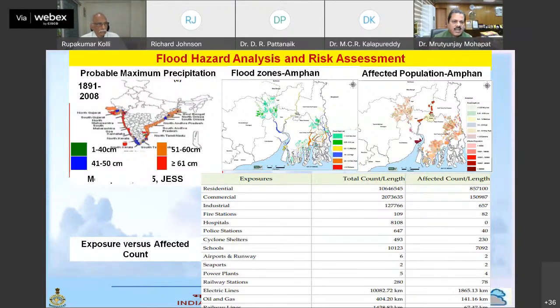This is just an example. We have first done a climatological hazard analysis. We have identified the various districts which are prone to storm surge hazards, wind hazards, or maximum precipitation hazards.